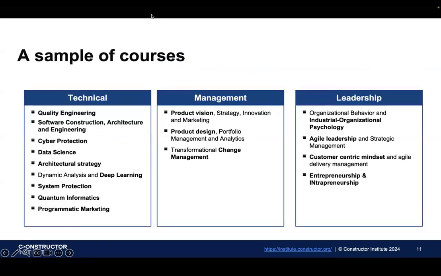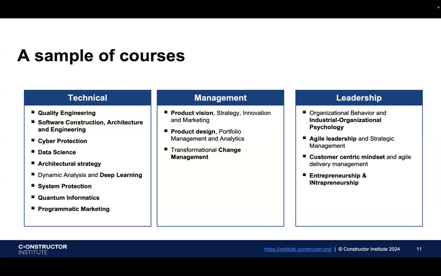Next. So here is a sample of the courses that we have. You can see on the left side, there are technical courses: quality engineering, software construction and architecture, cyber protection, quantum informatics, you name it. Then in the middle, you have management courses: how to do product management, product design, change management. And then on the right side, you have the leadership side: industrial organizational psychology, agile leadership, things like that, right?